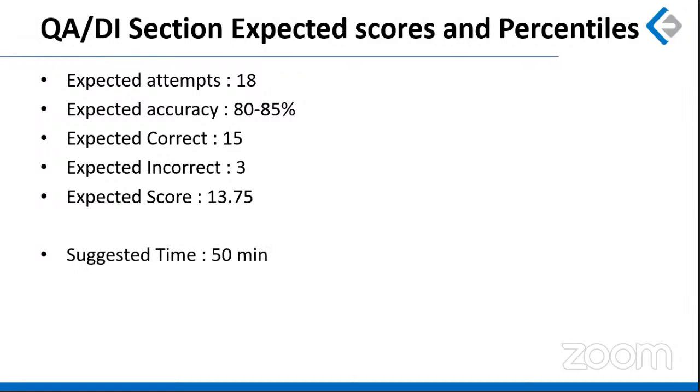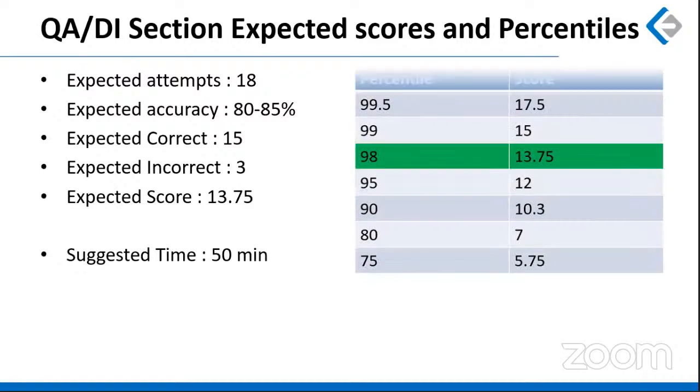So the suggested time here again is around 50 minutes. That doesn't have any sectional time limit, but we have to be disciplined in terms of the number of minutes that we spend on a particular section. So my suggestion here is you spend around 45 to 50 minutes and get these many attempts.